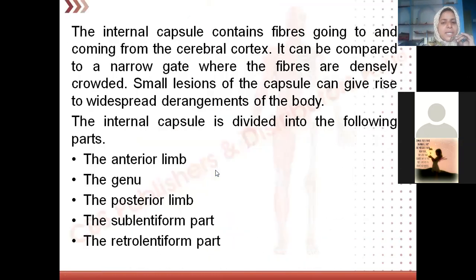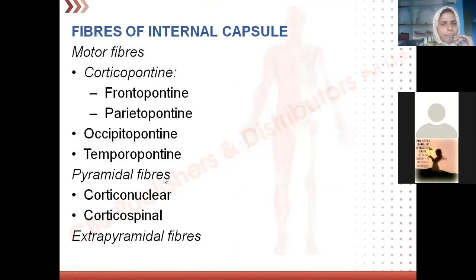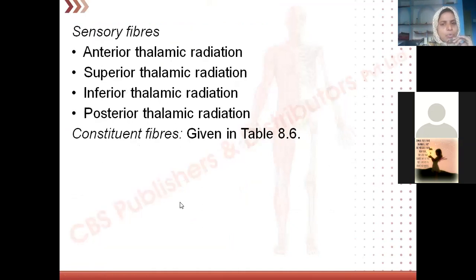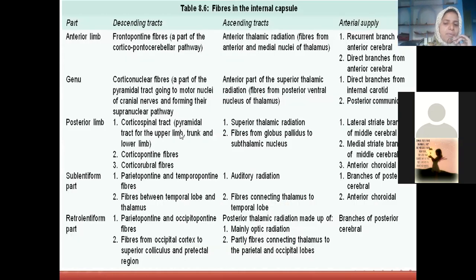Now, first, let us try to understand the basic concepts. Let's go in the form of a table, it becomes easy. I want every one of you to learn this table and put it in your own words. Now, fibers in the internal capsule. We know descending are the motor tracts. We also have ascending tracts, and we should know the blood supply. This table is complete, in fact.